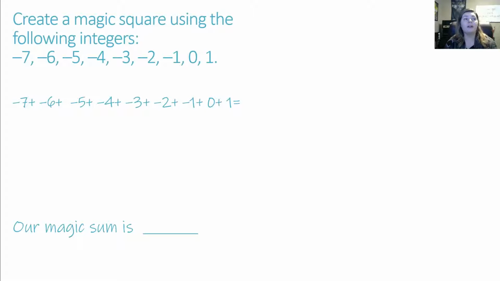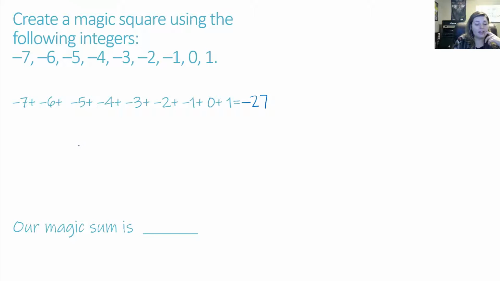So here we are on our magic square, which is a lot of fun. First we need to find out how we even need to set this up. So how do I know how to set it up? What we're going to do is add each of these numbers together: -7, -6, -5, -4, -3, -2, -1, 0, and 1. That gives us, let's write it here, -27.